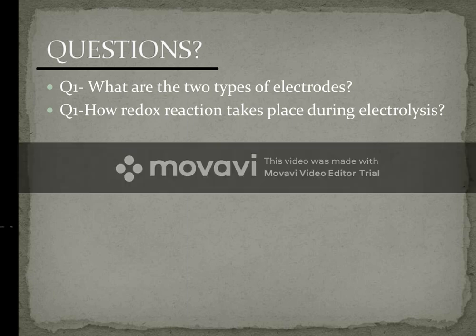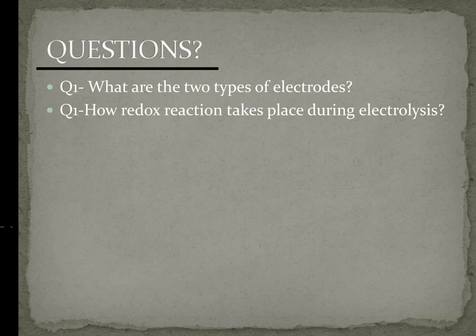What are the questions which we can expect may be part of the incoming Cambridge papers? What are the 2 types of electrodes and how does a redox reaction take place during electrolysis? These 2 questions are the most important questions from the Cambridge point of view.